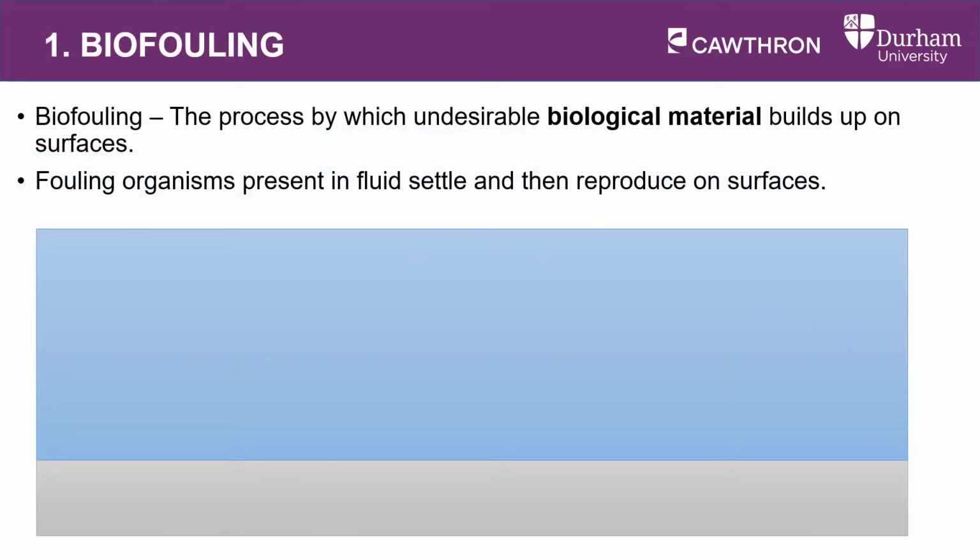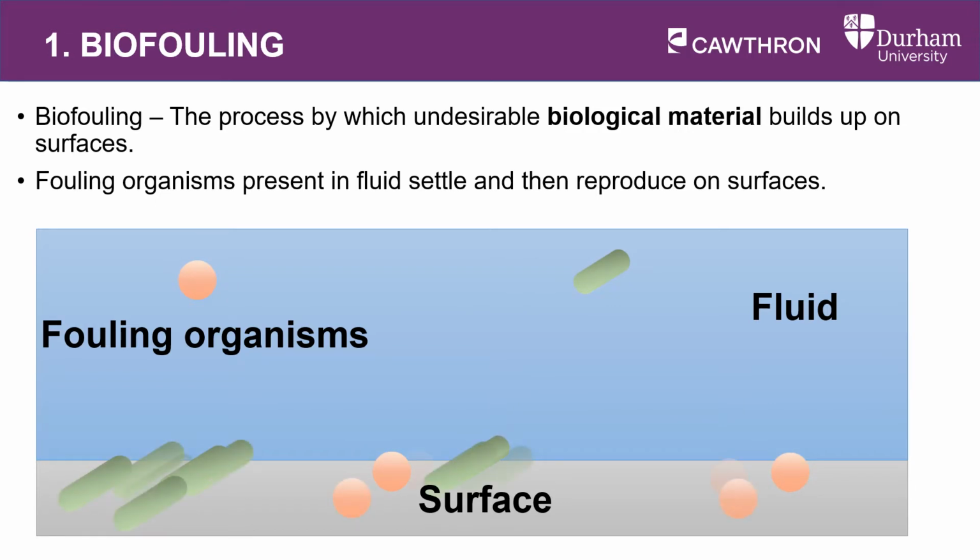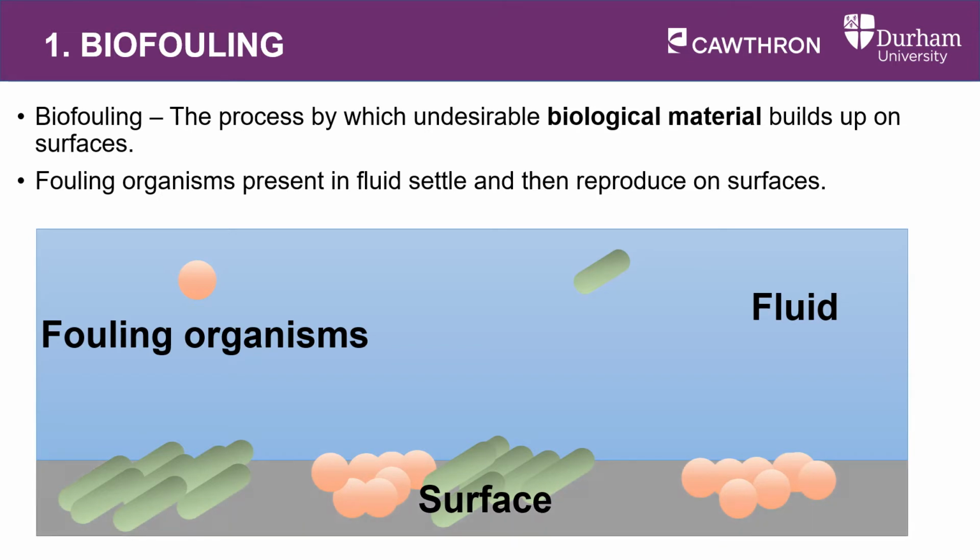Biofouling is the process by which undesirable or unwanted biological material builds up on surfaces. The process starts when organisms and biological material present in the fluid settle on the surface. When organisms settle on the surface, they then begin to reproduce. High levels of organism attachment then begin to create problems for the surface.